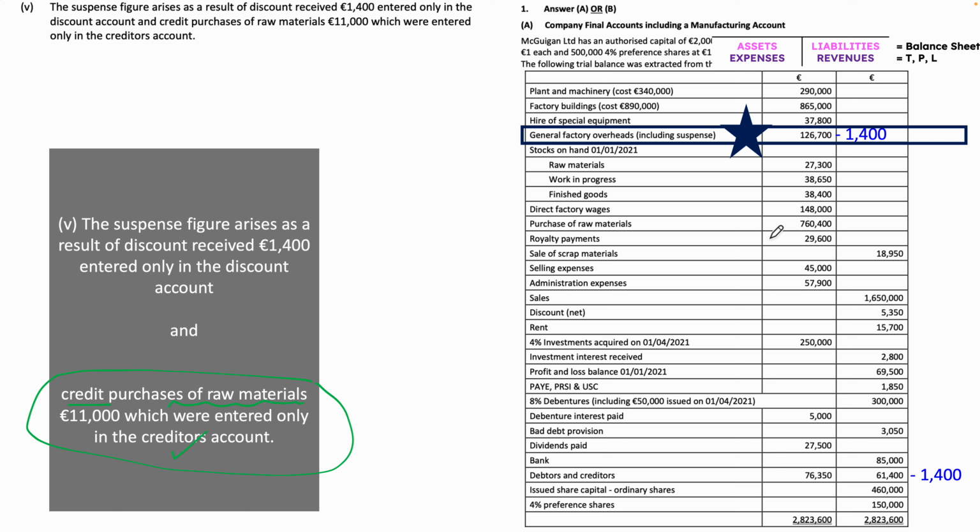Okay, so up into the purchase of raw materials here, we are going to add 11,000. Now this is an item on the debit side, and our item incorporating suspense is also on the debit side. So for this to become equal again, we're going to have to minus 11,000 from our other item on the debit side. So then our two sides would equal.